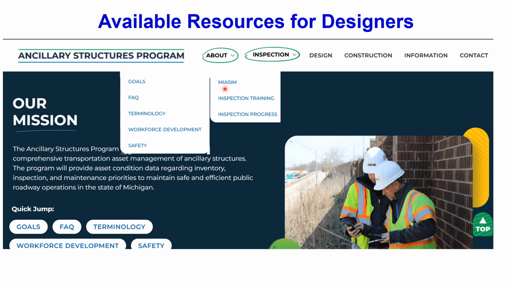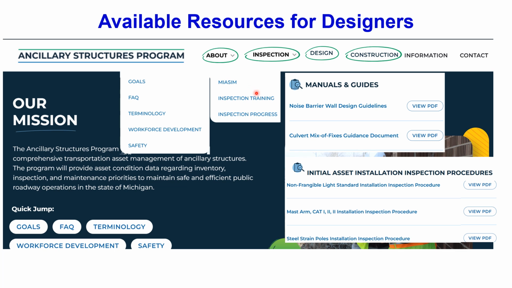Looking at the Michigan Ancillary Structure Inspection Manual will provide more details about the structure to have a better understanding of the structural configuration as well as its attachments to effectively implement the design at the given site. There are other sources also available, like mast arm category 1, 2, 3 installation inspection procedures.